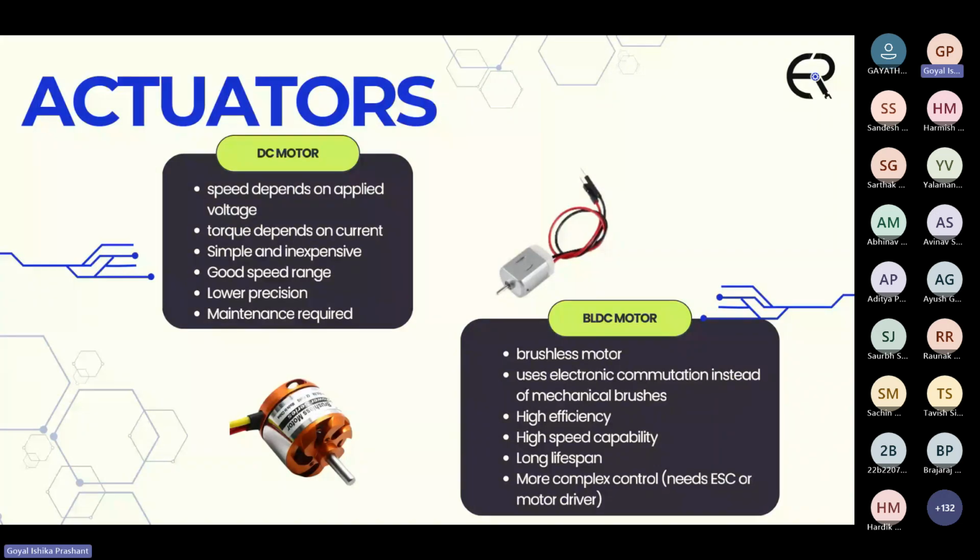So we have the second kind of actuator, which is a BLDC motor. This is a brushless motor, and unlike the case of DC motors, it uses electronic commutation instead of mechanical brushes. Now, this makes it highly efficient. It has very high speed capability and also a longer lifespan because it doesn't require the kind of maintenance that a DC motor would. But it is more complex to control because it needs to be run with an ESC, which is an electronic speed controller, or a motor driver.